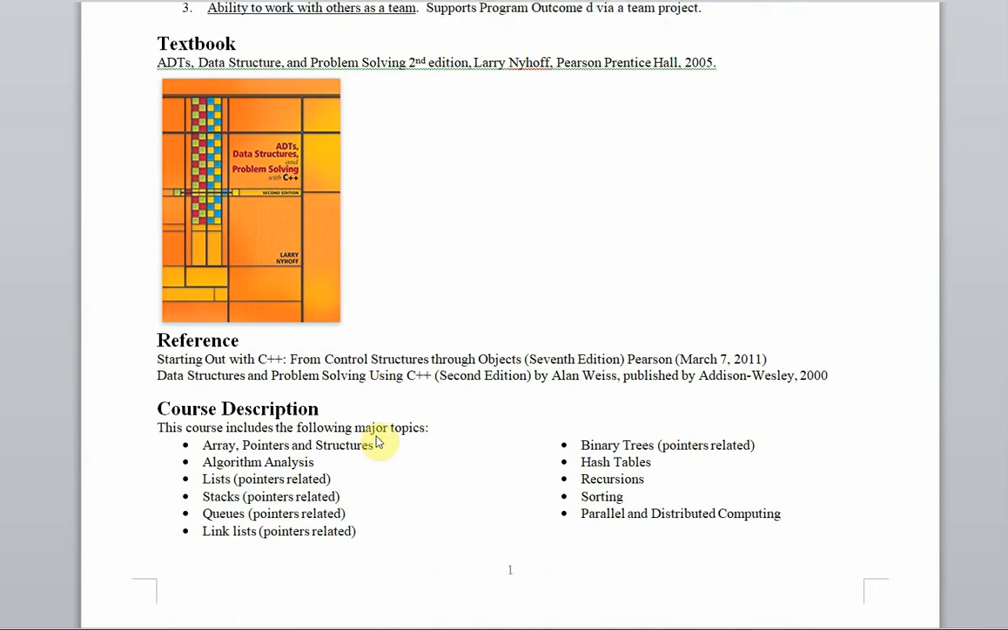So what are the topics that we need to learn in this class? First of all, you need to have a good understanding of arrays, pointers, and structures, because all of these things will be used interchangeably and used heavily in this class.